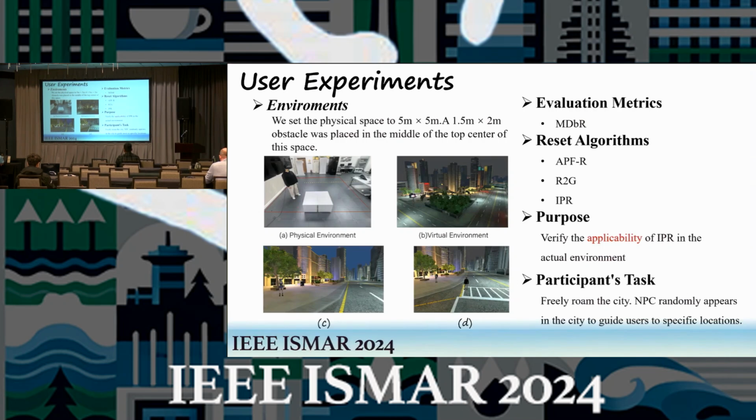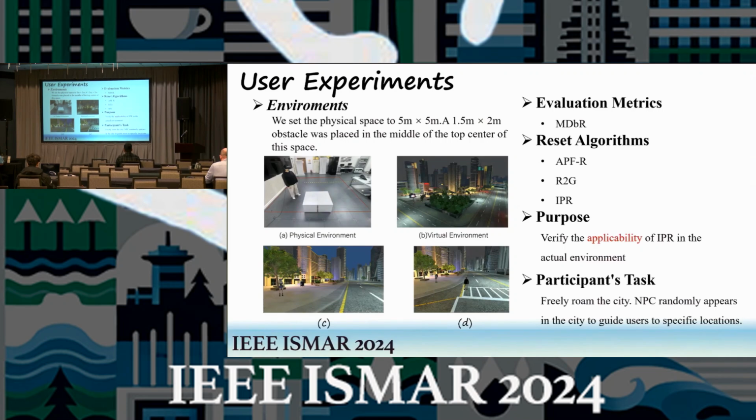The virtual space represented a large city at midnight as shown in Figure B, and users were instructed to free roam in the city. NPC randomly appears in the city to guide users to specific locations, after which new NPC would appear at least 4 meters away from the current location.